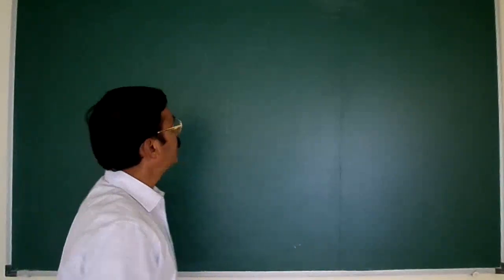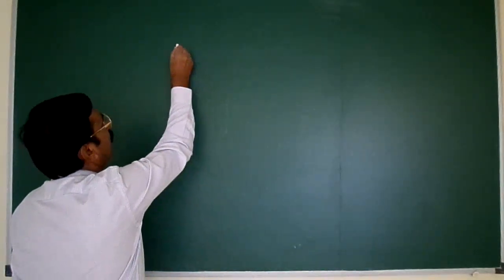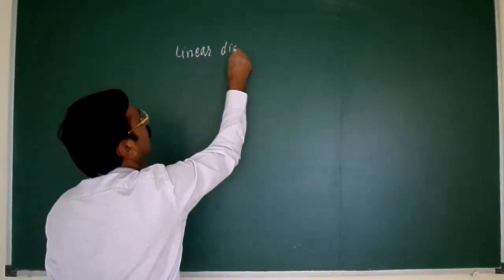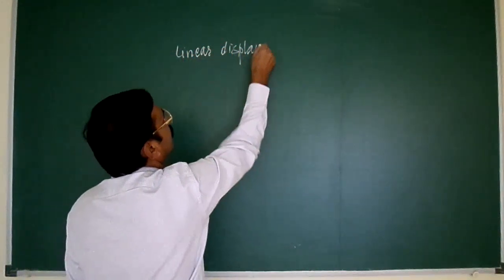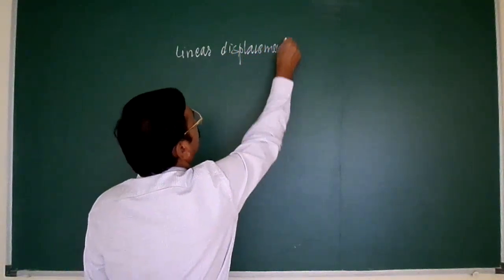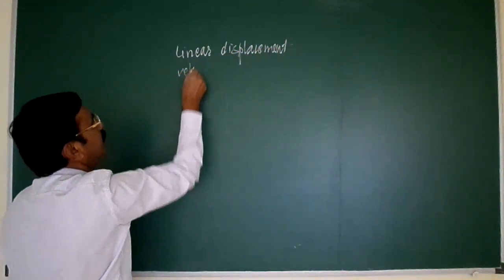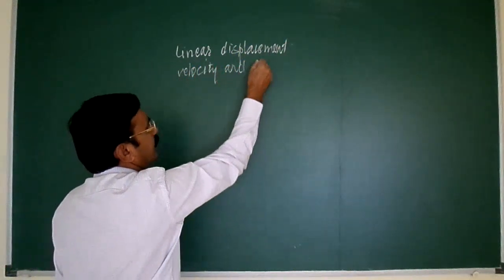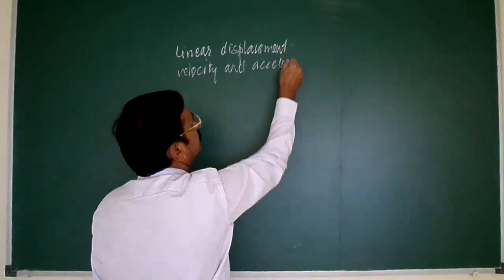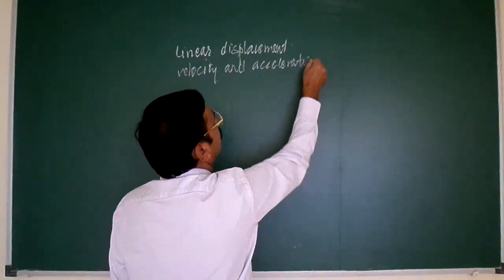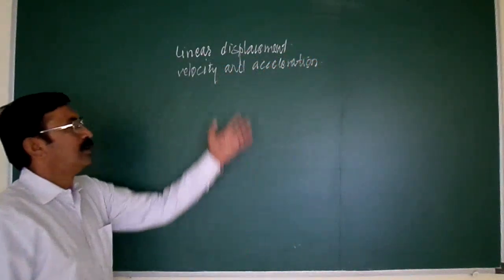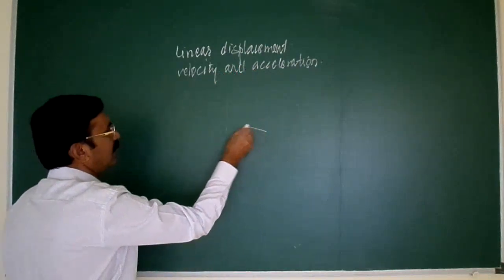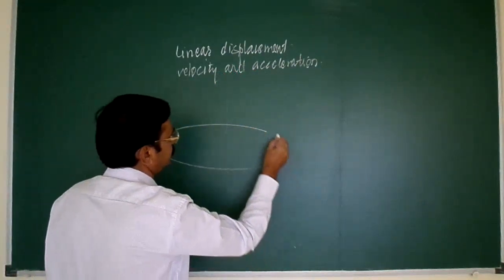In circular motion, linear displacement, velocity and acceleration are in the plane of the particle performing circular motion.